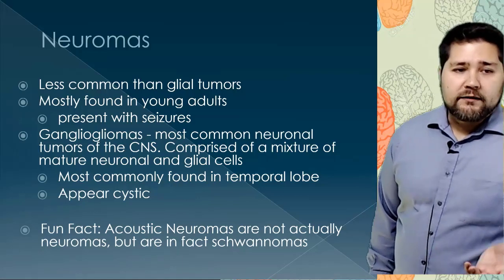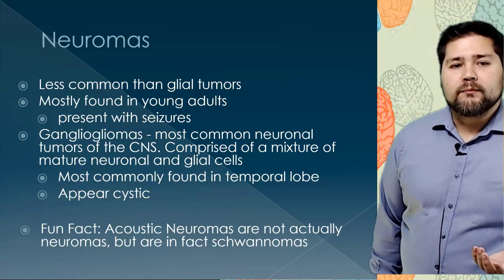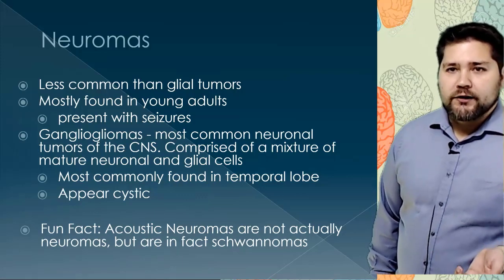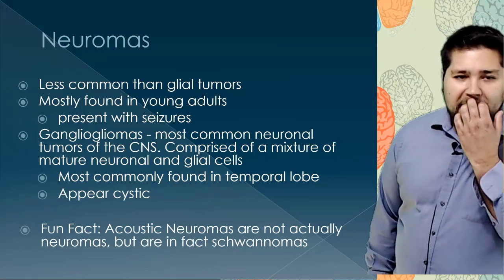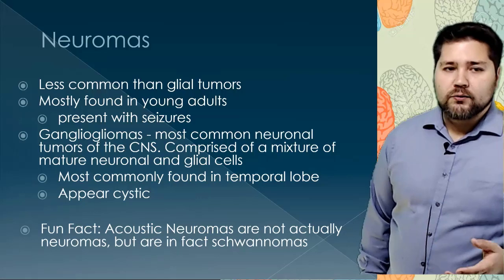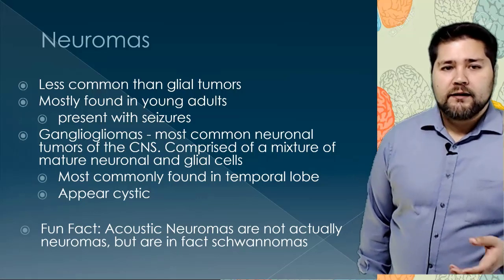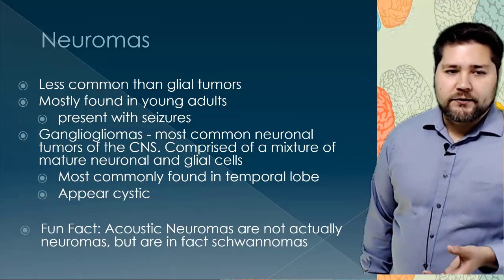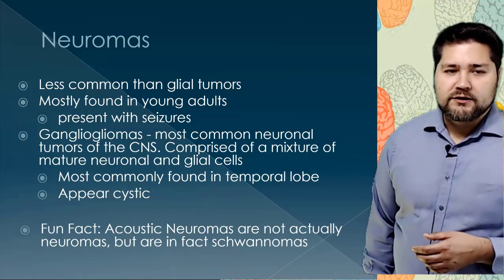In fact, the one that you probably are most familiar with, the acoustic neuroma, is really not a neuroma at all. It's actually a schwannoma, which is similar to an oligodendroglioma. And that's going to be a tumor of those myelin-producing cells along your 7th and 8th cranial nerve there. But they often are called acoustic neuromas, which is a misnomer in that regard.